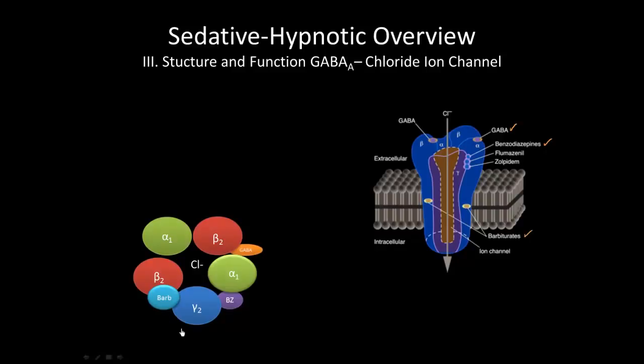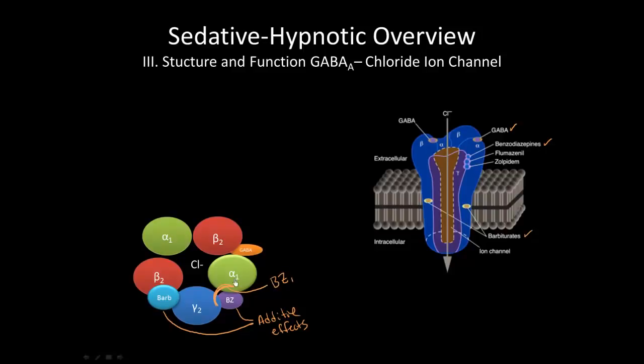What's important here is that the barbs and the benzos are not competing for the same binding site. As a result, they can have additive effects. It's important to know that they're not competing. Also, there's a lot of heterogeneity even within this GABA-A receptor. In particular, notice that the benzos are binding here, and this binding site actually has a name: we call it the BZ1 receptor. This is probably due to the alpha-1 subunit here.